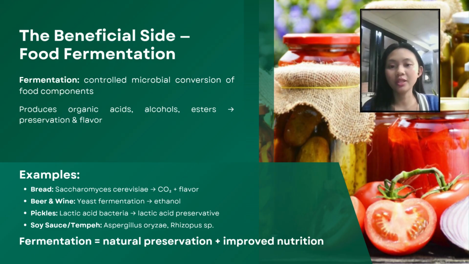Molds such as Aspergillus oryzae help produce soy sauce by breaking down soy proteins and starches. In lactic fermentation, bacteria convert sugars into lactic acid, naturally preserving foods like pickles. These controlled microbial activities enhance flavor, extend shelf life, and improve nutrition, turning microbes from spoilage agents into preservation tools.